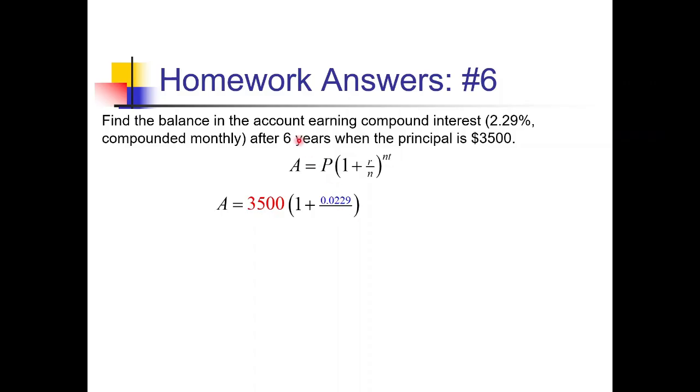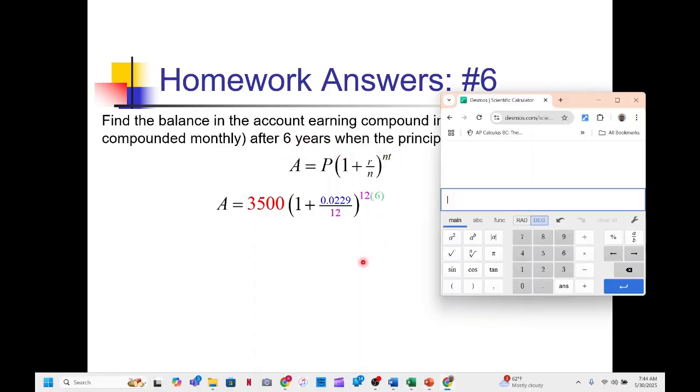Our n, since we're compounding monthly, that's 12 times a year, and that gets used in the exponent again. And for the t, the time of the investment, that's this 6 years. So let's plug all that into Desmos. 3,500 parentheses 1 plus, and we have a fraction, 0.0229 all over 12. Raise that to the 12 times 6, and that all comes out to $4,014.98.